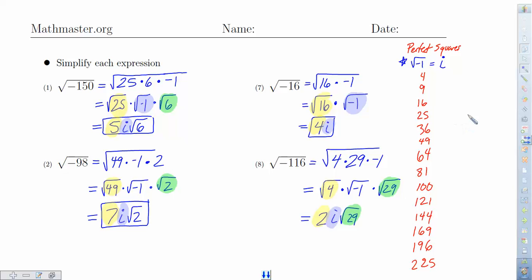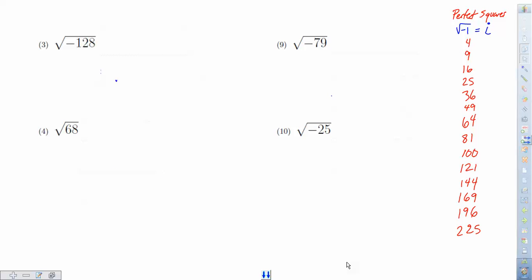Okay? So, let's put this to work and look at a couple more problems. So let's take a gander at this next set. Alright, so the square root of negative 128. What I would recommend you doing is first notice because that number is negative, you are going to have i as a part of your answer because negative 1 will be a part of it. Secondly, let's look at that 128. Just focus on the 128.